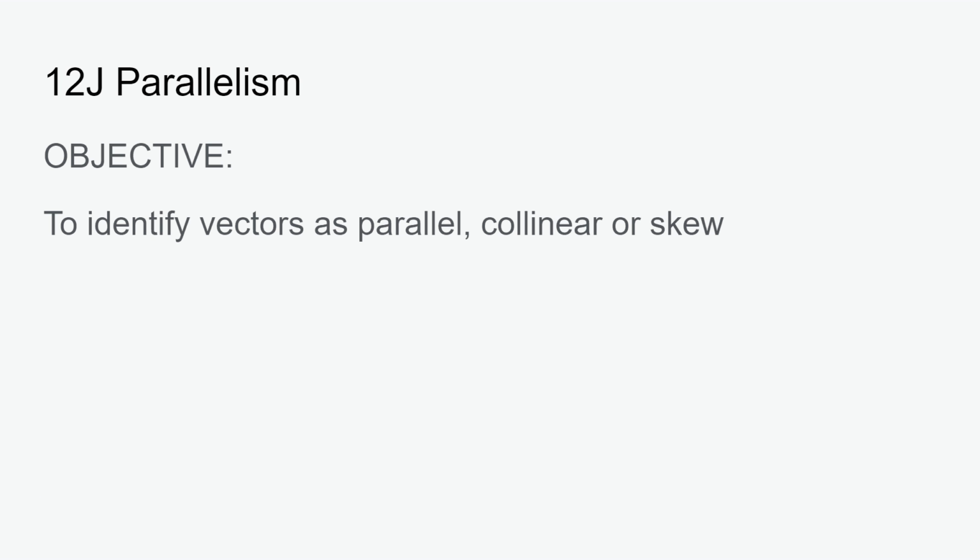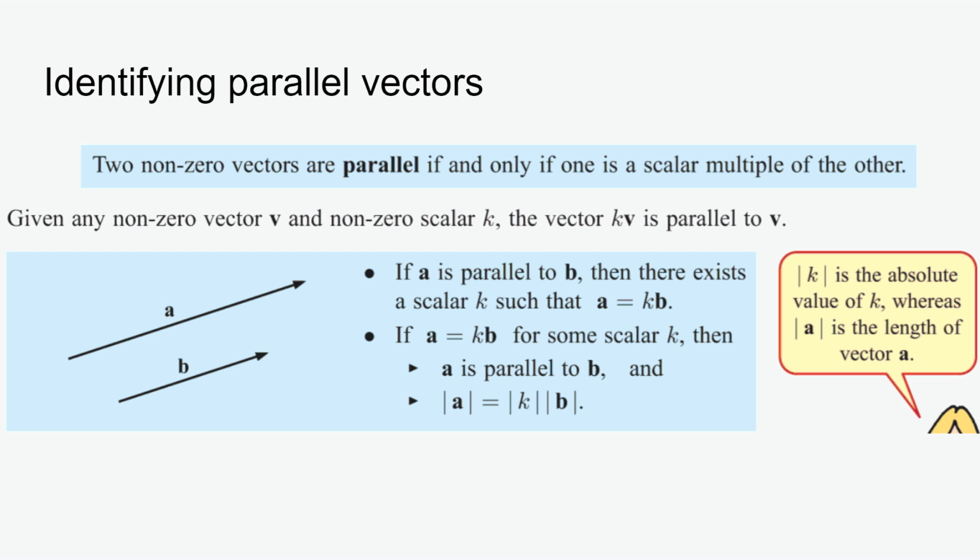Still talking about vectors. In this section, we're talking about parallelism. We're going to be talking about parallel vectors, collinear, and skew vectors, what the difference is, and how we identify it in different formats. So the first thing is we want to figure out what parallel means when we talk about vectors.